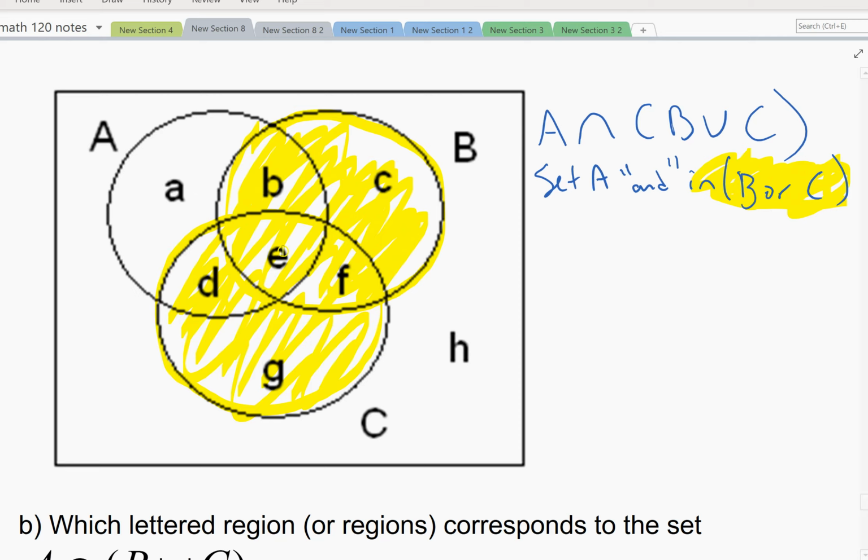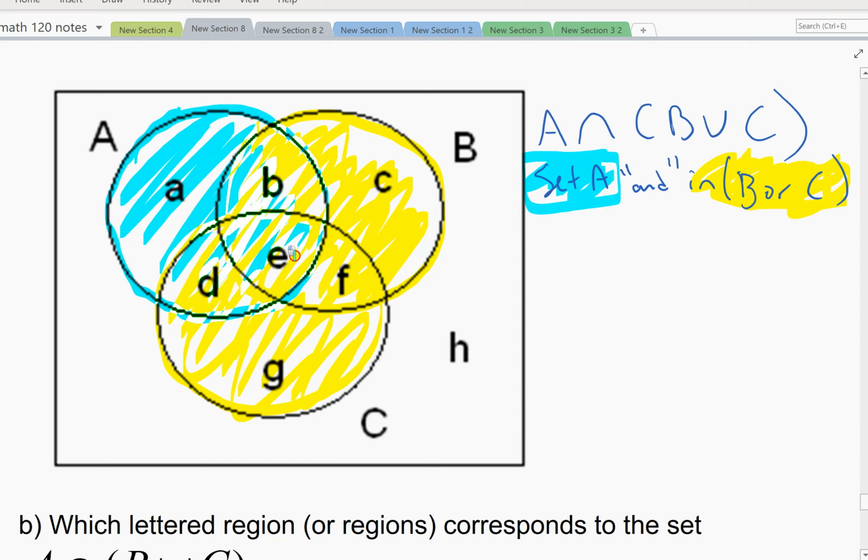D, C, E, F, G. Now I'm going to do circle A. Everything that's in set A, I'm going to take care of the and in a bit, but right now I'm just going to highlight everything that's in circle A. So this is everything that's in circle A. In blue, I've highlighted circle A.